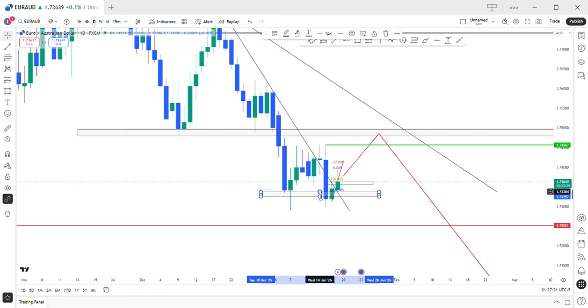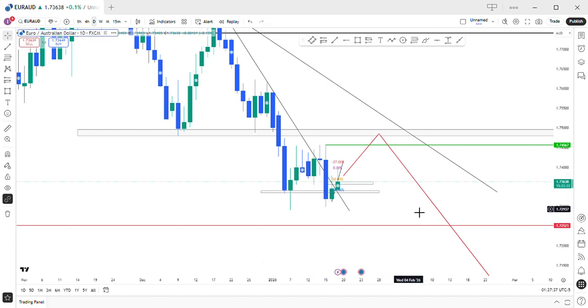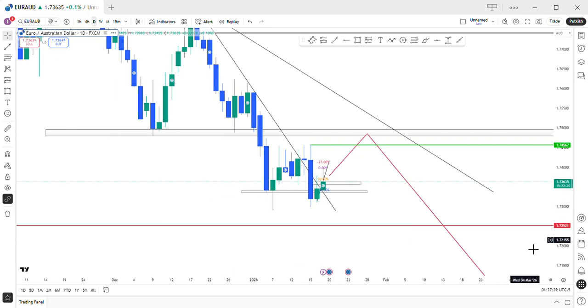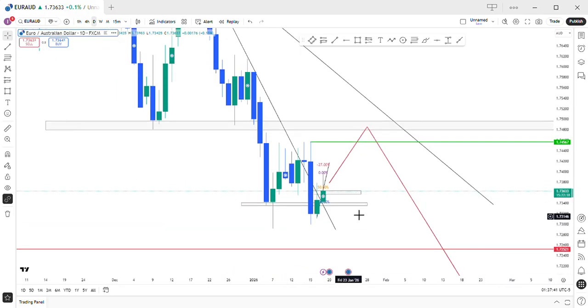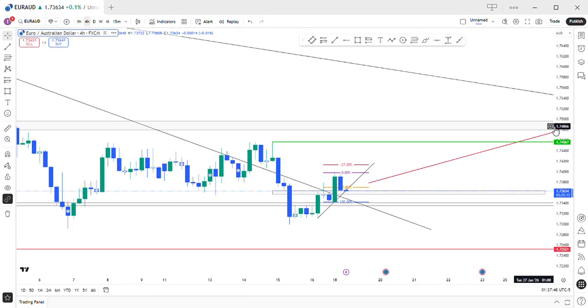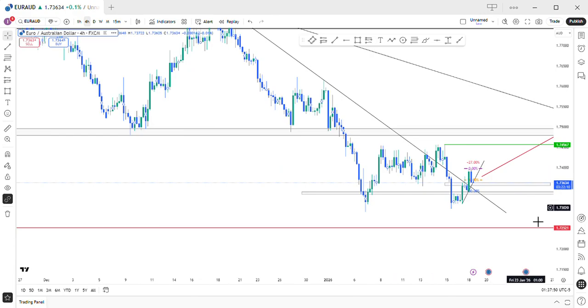Price reacted from this level, from this recent key level right here. Price reacted from there, and price reacted from there. If we go on to the 4 hours time frame, you see that price has broken the 4 hours trend line and came back to retest it.